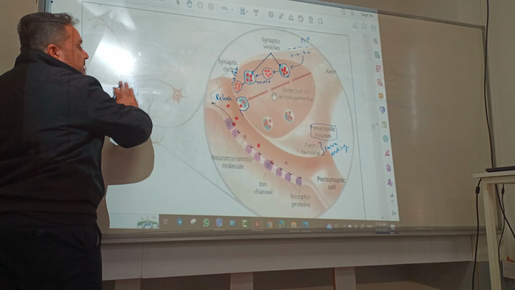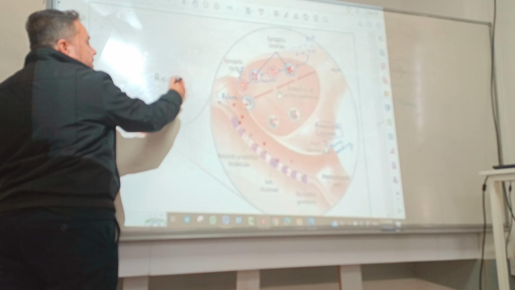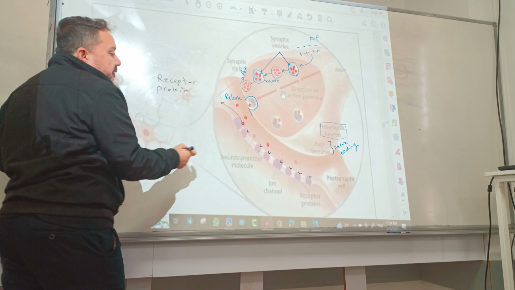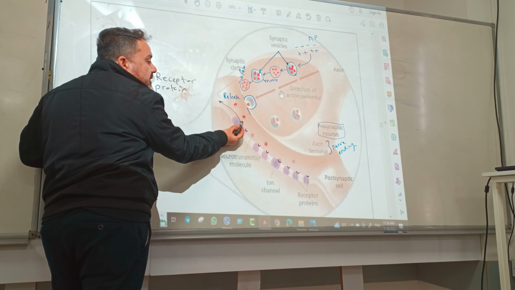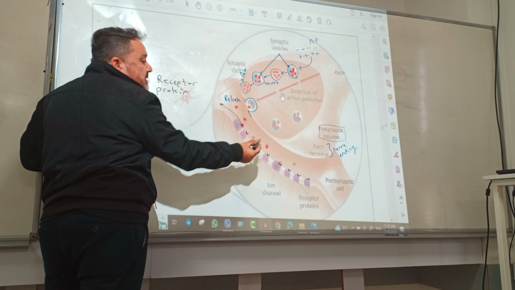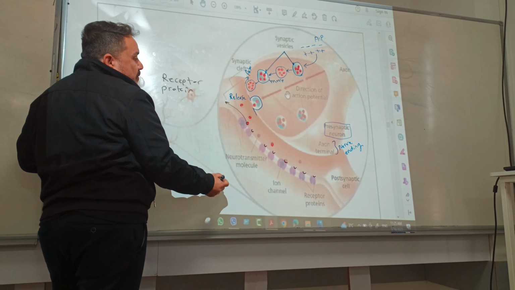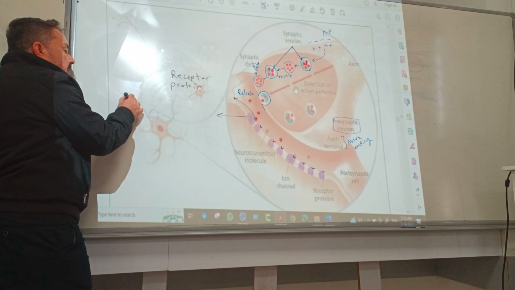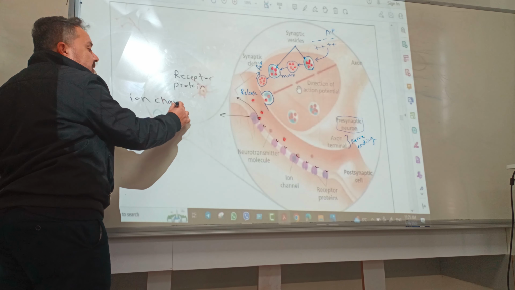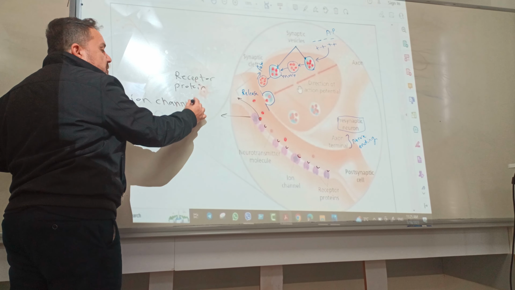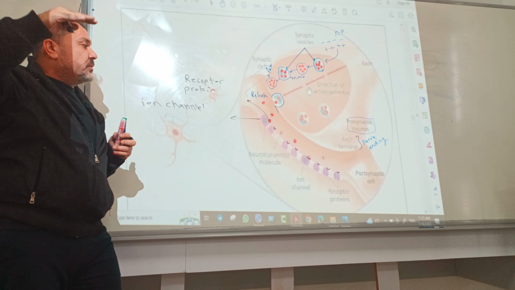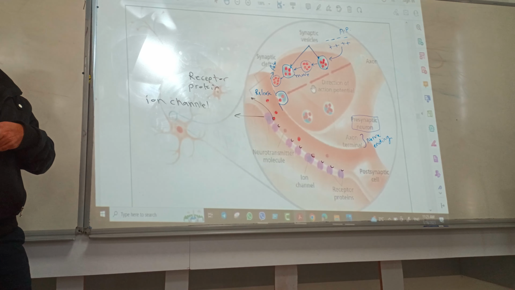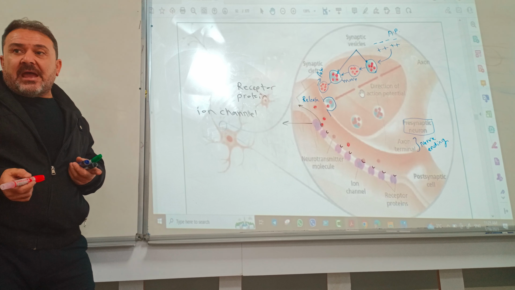This black color is called the receptor protein. This receptor protein binds with the neurotransmitter that exists in the synaptic cleft. This one is called the ion channel. So above the ion channel is the receptor protein. This receptor protein binds with the neurotransmitter. Binding between the neurotransmitter and the receptor protein causes the opening of the ion channel.